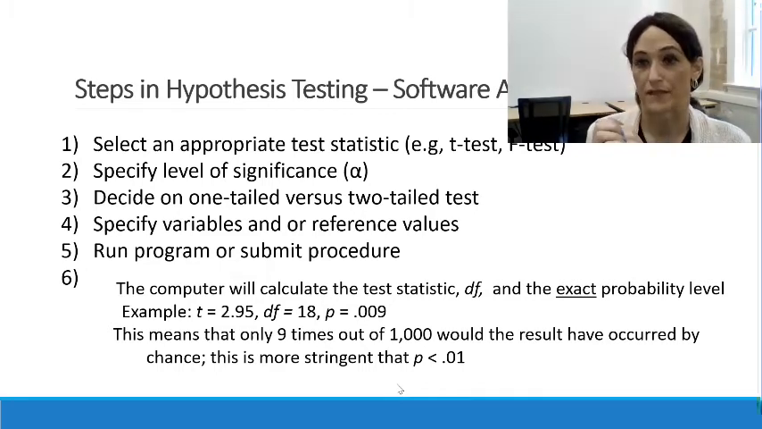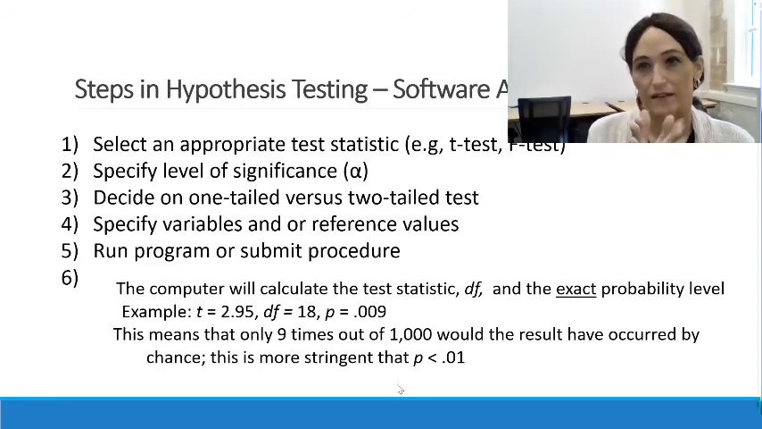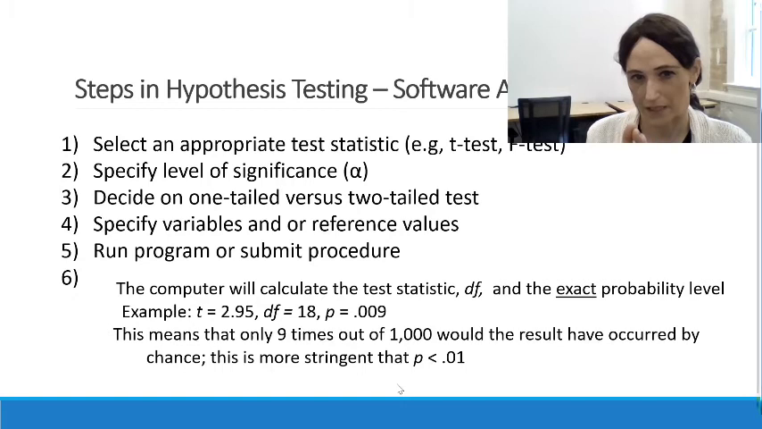But we need to specify the variables. And then we run the procedure. And it's going to calculate a test statistic, the degrees of freedom, and an exact probability level. So rather than having a value that would say we reject the null hypothesis at alpha 0.05, it's going to calculate the statistic, the degrees of freedom, and an exact probability.